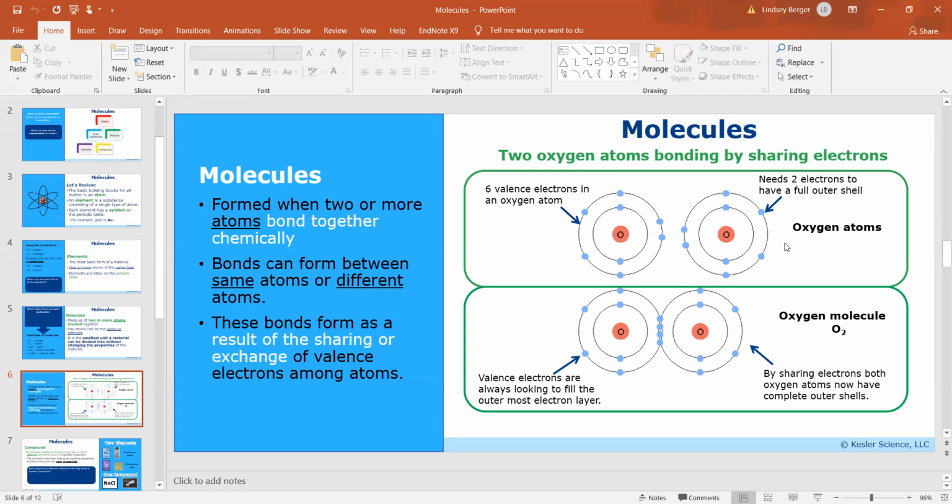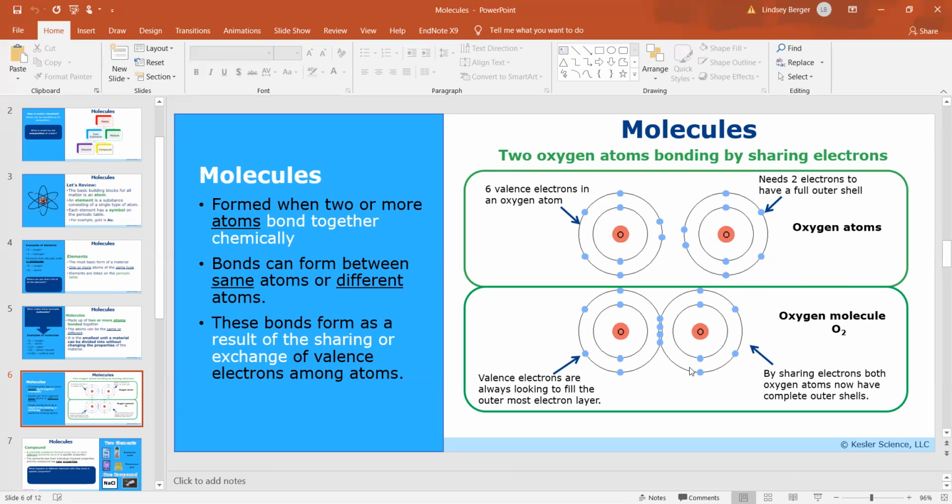But to make an oxygen molecule, to make O2, these two valence orbitals, these outer orbitals, are going to come together, and they are going to share electrons so that each oxygen atom will have a full outer shell.